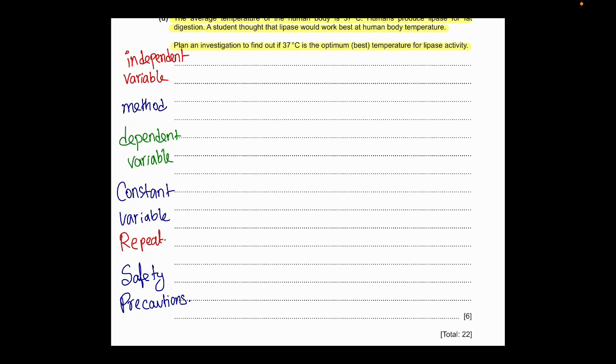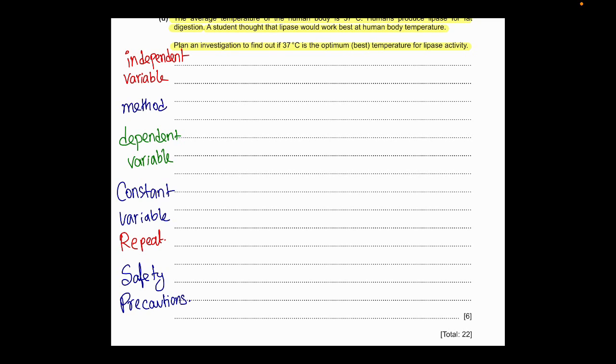So guys, in terms of independent variable, we can write the experiment can be performed at a range of temperature. Example 27 degrees Celsius, 37 degrees Celsius, 47 degrees Celsius, or 57 degrees Celsius. A constant temperature can be maintained throughout the experiment using water bath. The progress of the reaction can be tested using universal indicator. Same volume of milk, same volume of sodium carbonate, same amount of indicator were used in each experiment.